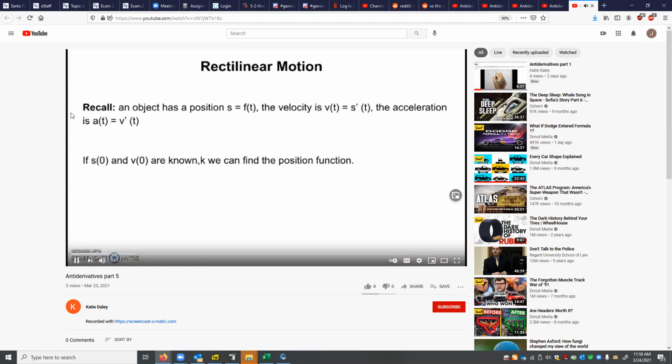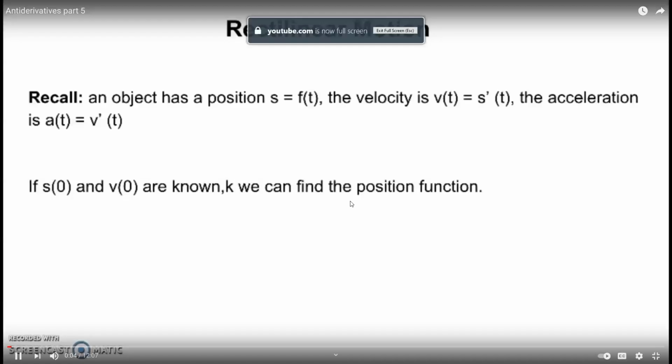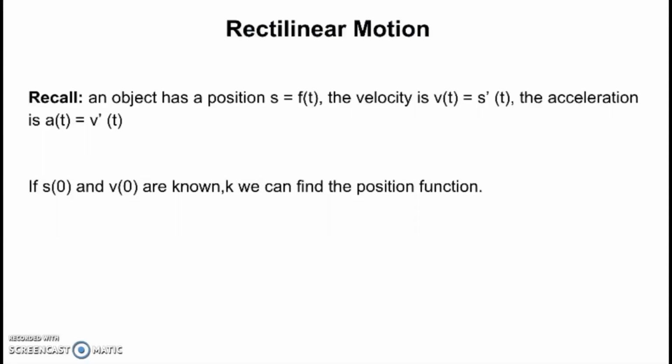So now we're going to talk about rectilinear motion. Anti-differentiation is useful in analyzing the motion of an object moving in a straight line. We can recall that an object has a position function, s equals f of t, and the velocity function is v of t equals s prime of t. This means that the position function is an antiderivative of the velocity function. Likewise, the acceleration function is a of t equals v prime of t. So the velocity function is an antiderivative of the acceleration.